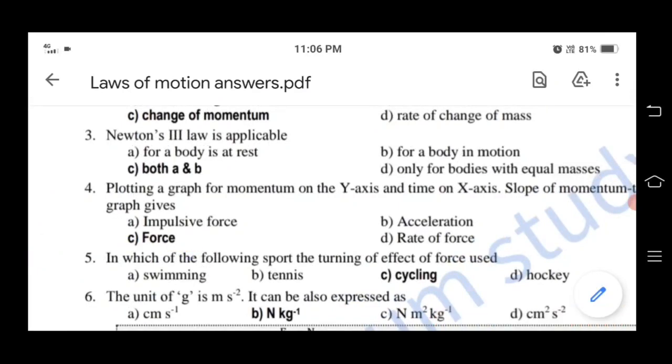And then, in which of the following sports is the turning effect of force used? Cycling is the answer.